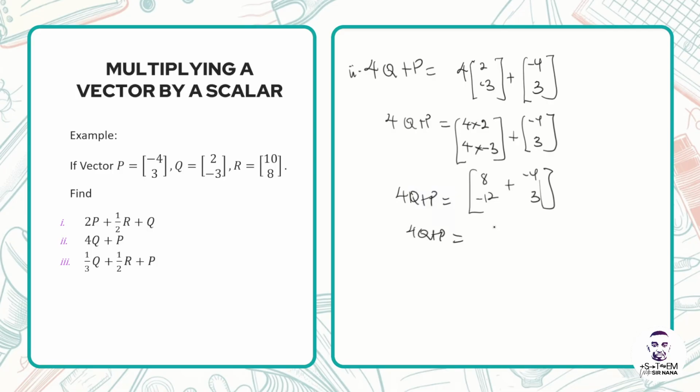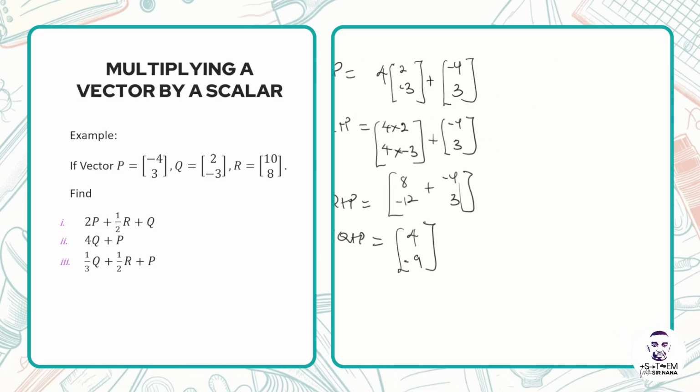should be equal to 8 plus minus 4, which gives us 4, and then negative 12 plus 3 gives us negative 9. So that is our II, 4q plus p.